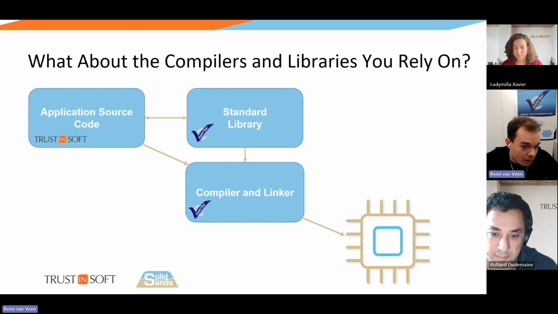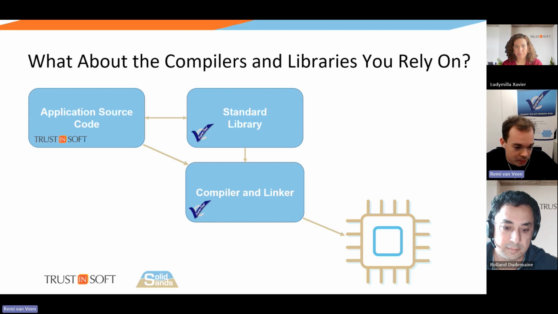Likewise, your application may call functions from the standard library, which is code you did not develop yourself. And if you don't do this with care, those functions may also introduce bugs or even vulnerabilities. So in other words, the compiler and the library are still two very significant factors that may introduce bugs into your software. But luckily, that is where SuperTest has got you covered.